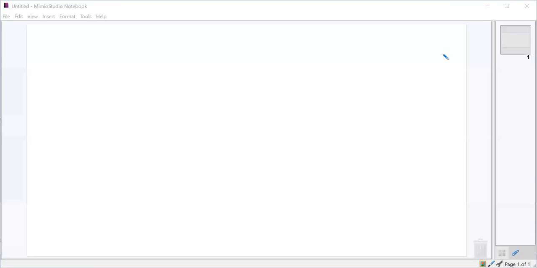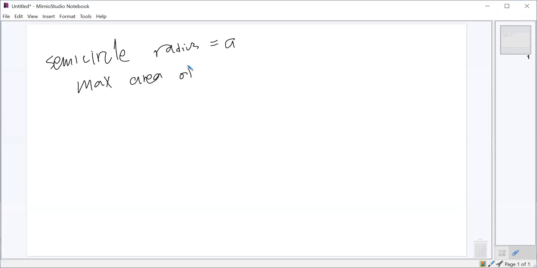So number 4 from the optimization homework said that we had a semicircle with a radius of A, and we were looking for, I believe it must have been, the max area of a rectangle inscribed within that. Is that right? Yeah. Okay. So first thing we need to know is we need to write the equation of a semicircle.